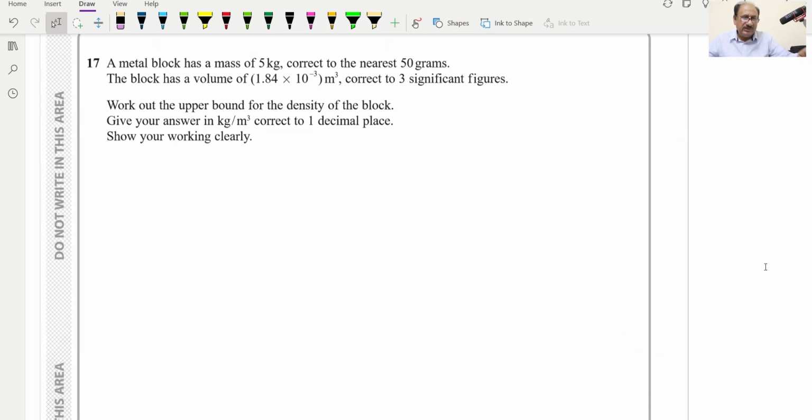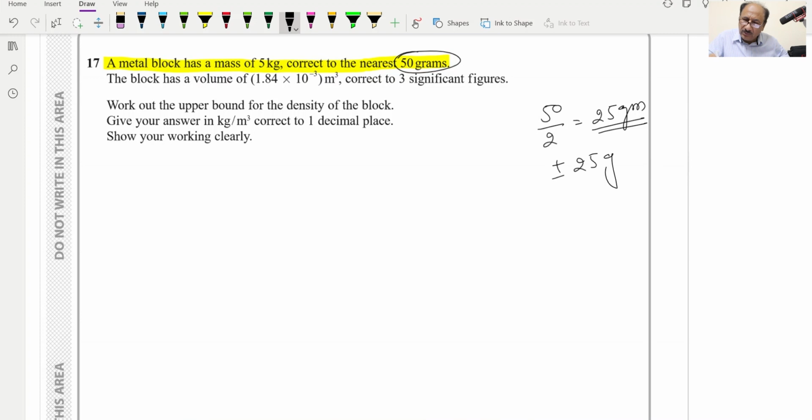Question 17 says a metal block has a mass of 5 kg, correct to the nearest 50 grams. Now 50 grams corrected to the nearest 50 grams, 50 will be divided by 2 and it will be 25 grams. So it is plus minus 25 grams. We will have to basically add and subtract for upper and lower bound.